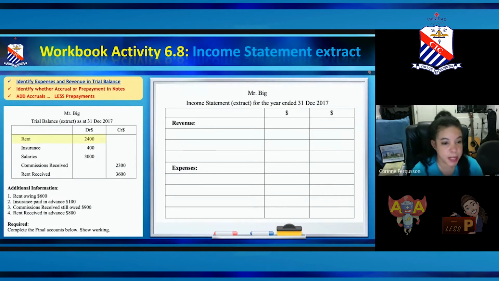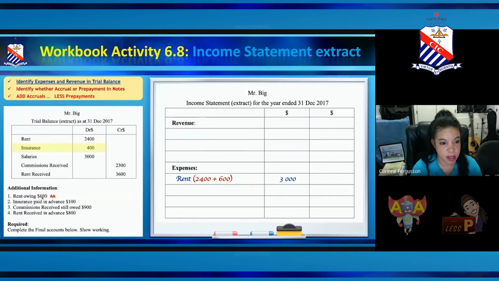So in our income statement, we go to rent. Rent is an expense. We look down in our notes. Is there anything? Yes, there is rent owing. Owing means accrued. And what do you do? You add accruals. So you will just go to your income statement, rent under expense, and put your working: 2,400 from your trial balance, plus the 600, which is your accrual, and the answer that you will get is 3,000. Easy. Good.